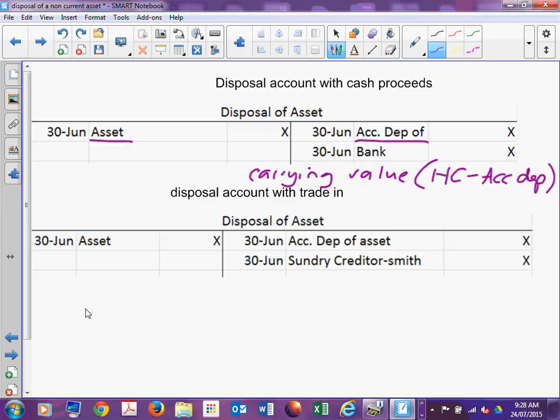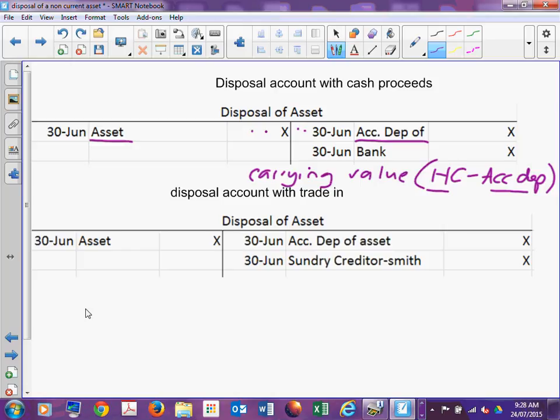Now, historical cost is what we paid for the asset, the original value, including anything to get it in the location ready for its revenue earning capacity. And we know that the accumulated depreciation is the used up, consumed benefit of that asset. So the difference between the two, the carrying value, is the unused benefit, what's left at the end of the asset. Okay, so that summarises what's left of the asset.